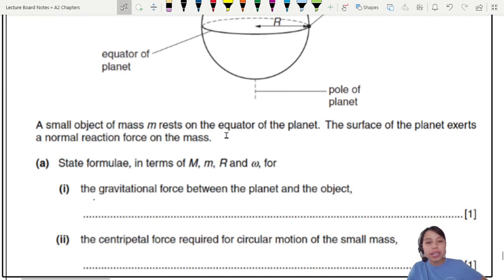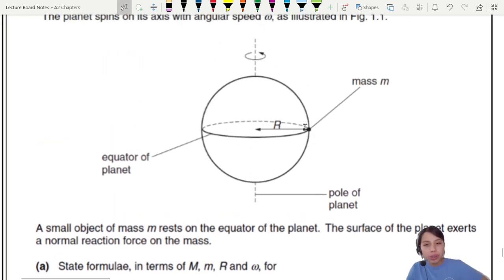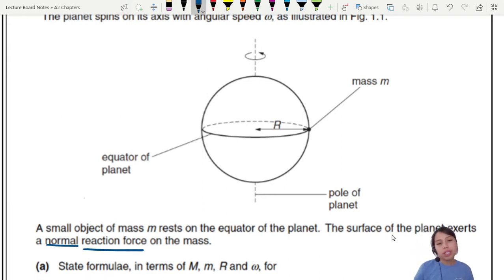Anyway, a small object of mass m rests on the equator. So here's one little fella. The surface of the planet exerts a normal reaction force. Normal reaction force means if you have a surface like this and you're in contact with the surface, it will push you up at right angle from the surface. So that's what we call N, normal reaction force.